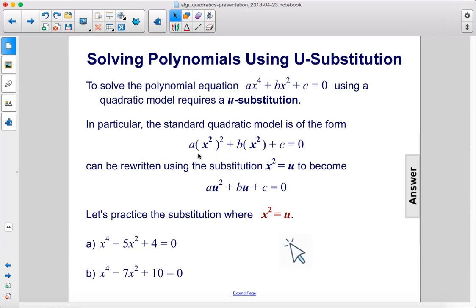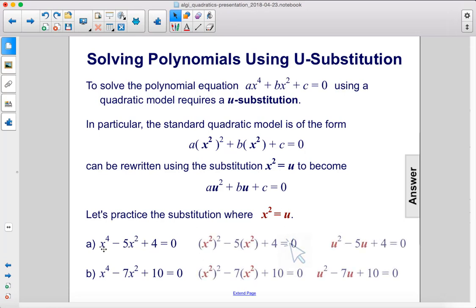To solve the polynomial equation ax to the fourth plus bx squared plus c equals 0 using a quadratic model requires a u substitution. In particular, the standard quadratic model is of the form a times x squared squared plus bx squared plus c equals 0. It can be rewritten using the substitution x squared equals u to become au squared plus bu plus c equals 0. Let's practice the substitution where x squared equals u.